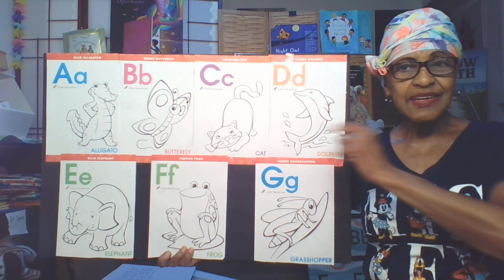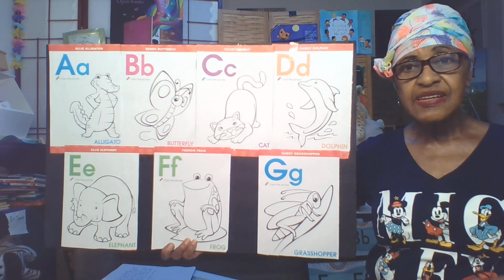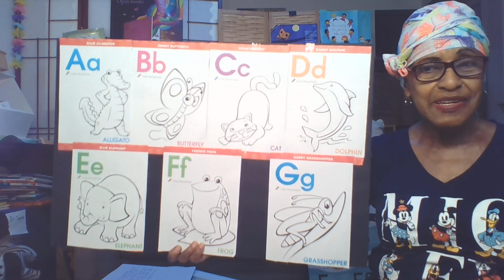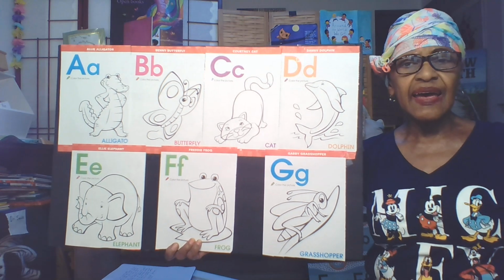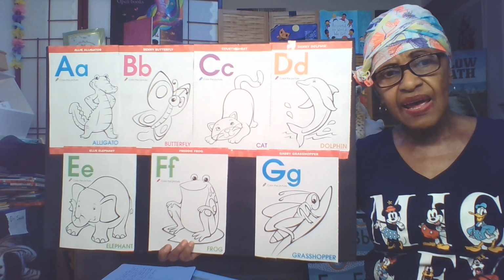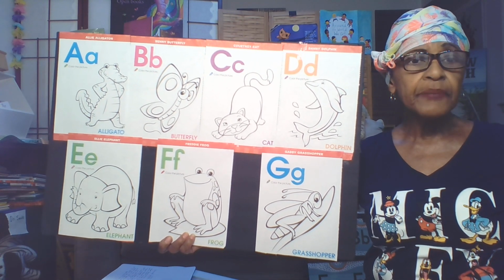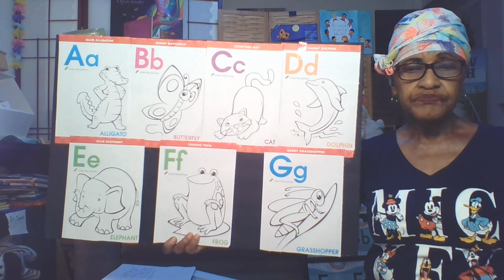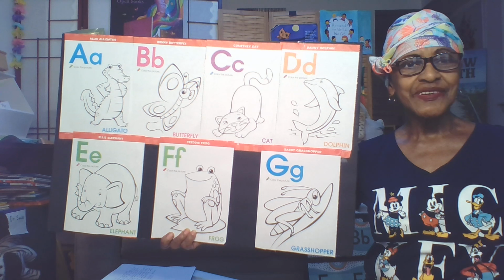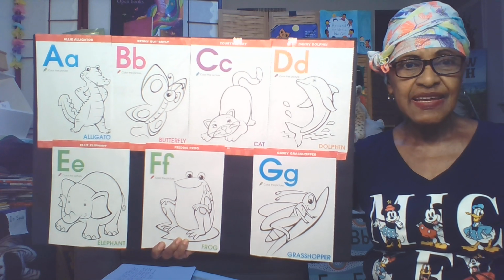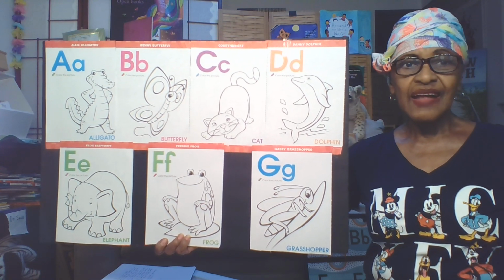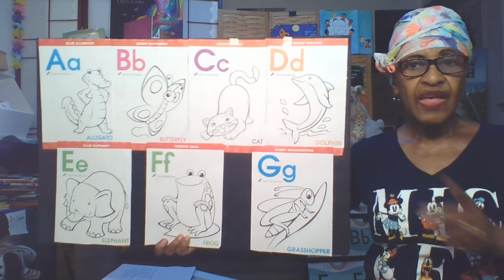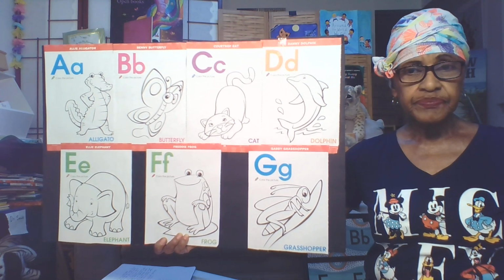Okay? Let's go with B. Where is B? There it is. What's the sound that B makes? Buh, buh, buh. Butterfly. How about just butter? Yeah, that's the sound of B. Then we're going to move over to C.